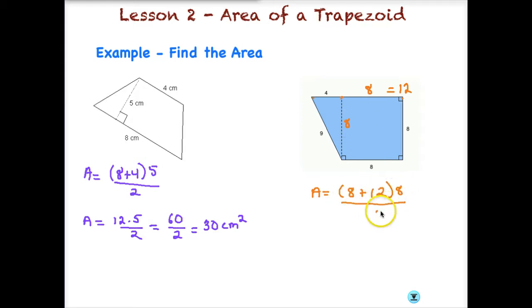divided by 2. Again, following my order of operations, 8 plus 12 is 20. And then I'm going to multiply that by 8 and divide by 2. So I'll get 160 divided by 2, which means the area of this trapezoid is 80 units squared. All right, that's basic area. Let's make it a little more difficult.